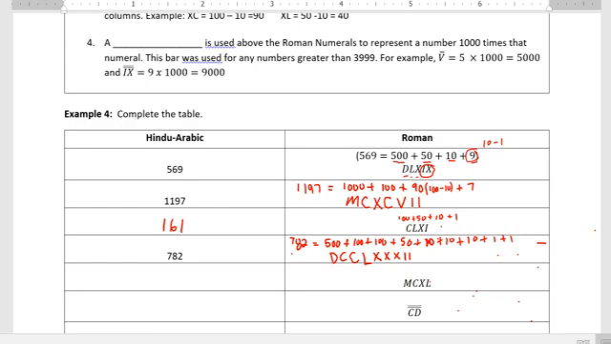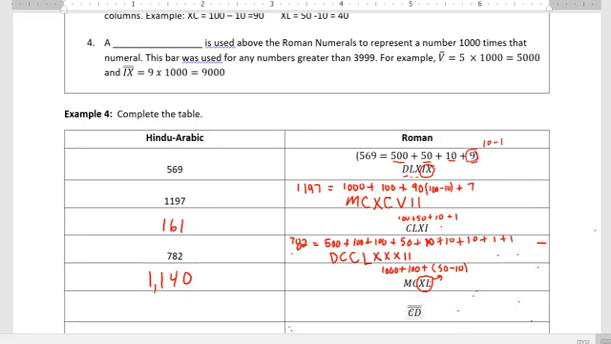The next example here, we have MXCL. So M represents 1,000. C represents 100. And then notice that we have an X. And X is 10, but on the right side, we have a bigger value of L, which is 50. So what this means is 50 minus 10 is the XL. So my answer here is 1,140.